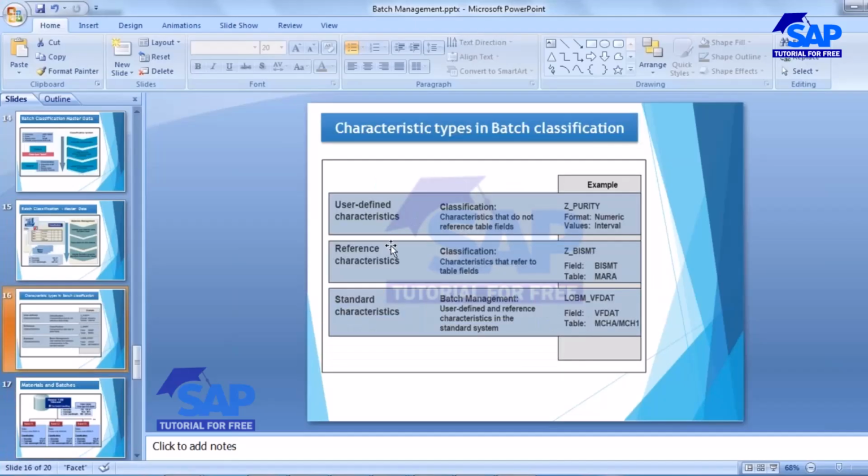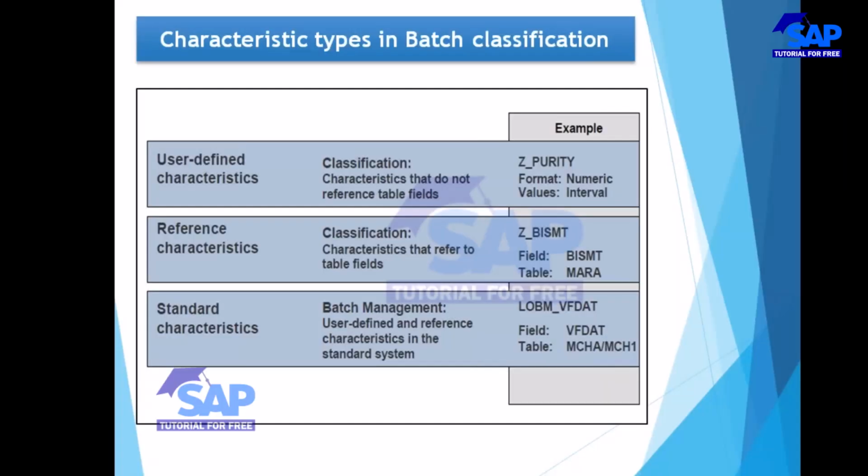Now what are the types of characteristics we have in the system? We have 3 types of characteristics. One is user defined characteristics. That means we will be creating our own characteristics. Normally you will start with Z. Another one is reference characteristics, I'll show you that. And then the standard characteristics, which come with standard SAP. Those start with LOBM. So if the characteristic starts with LOBM, it means it is a standard characteristic.